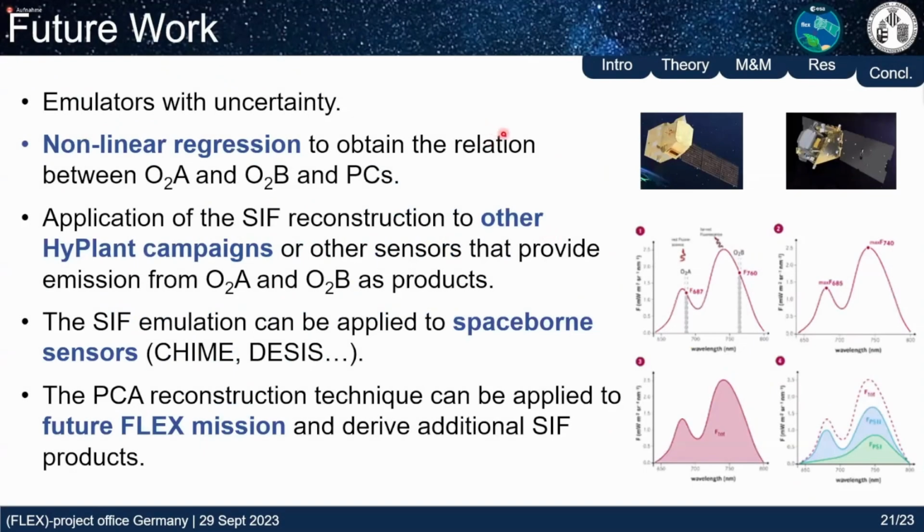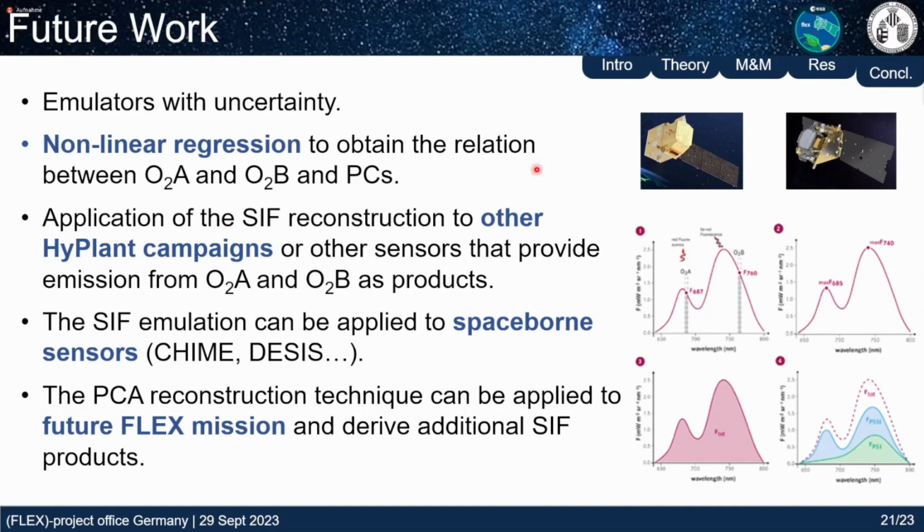So in future work, we will try to use an emulator with uncertainties, like GPR or a neural network using dropout. We are also thinking of using nonlinear regression to obtain the relation between oxygen A and B and the principal components, because as we can see, principal component 3 has a nonlinear behavior, so we can also use nonlinear regression.